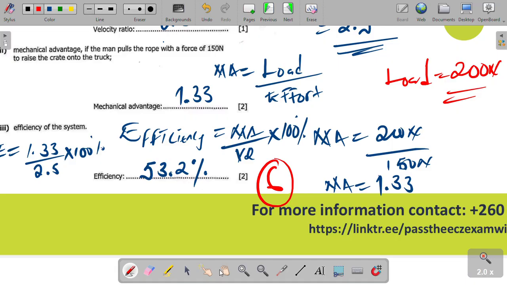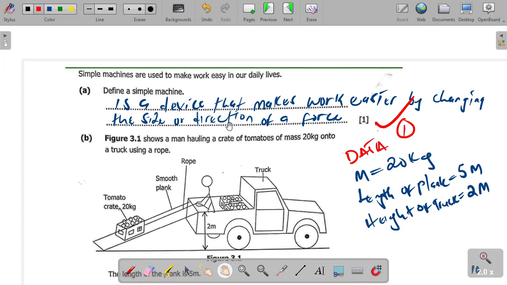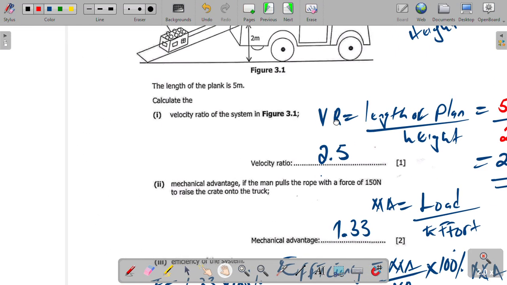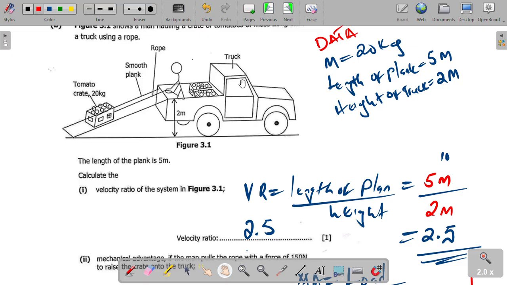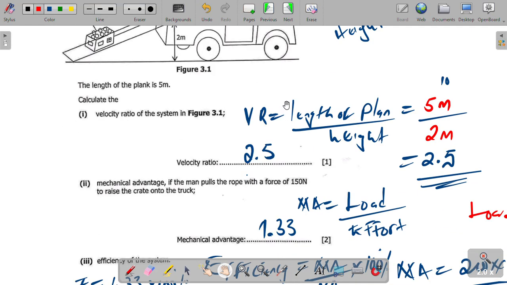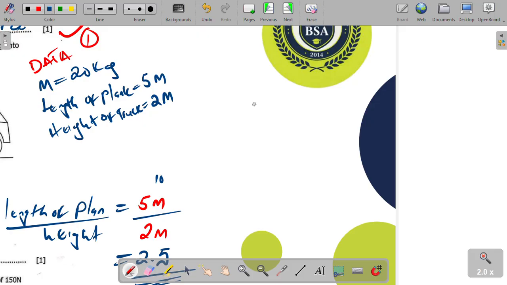Right, so we have come to the end of our session. This is the question we looked at. We defined simple machine, we calculated velocity ratio in the inclined plane. This is an inclined plane, so velocity ratio in the inclined plane is a bit different from the normal velocity ratio we know, which is given by distance moved by effort over distance moved by load. So this is a quick summary of the formulas.